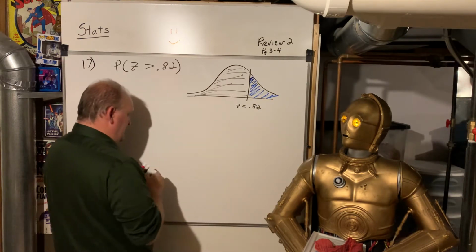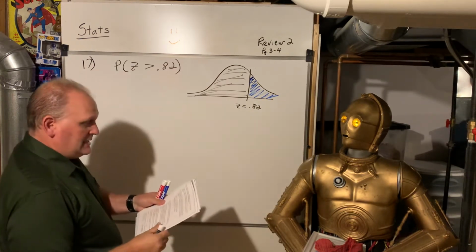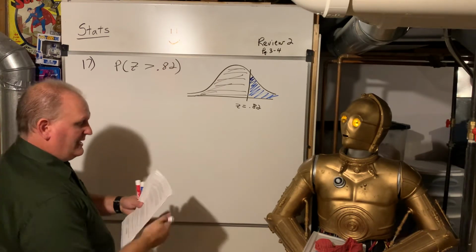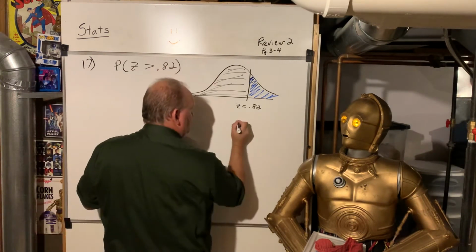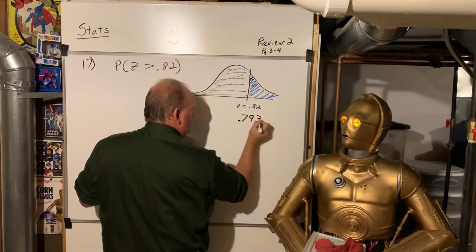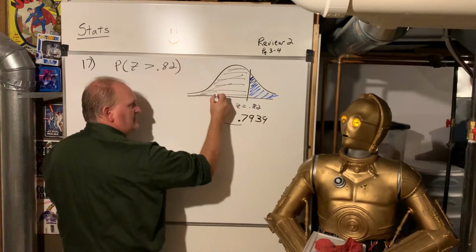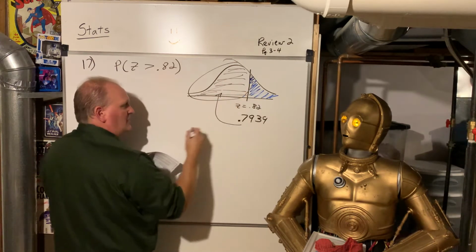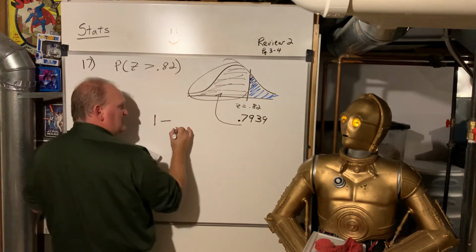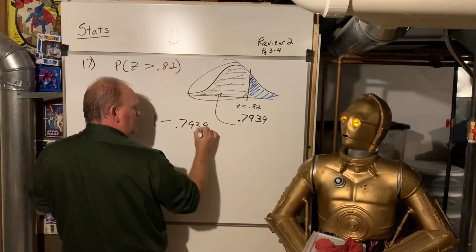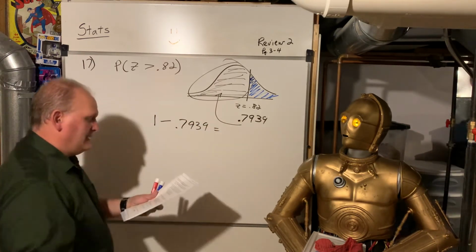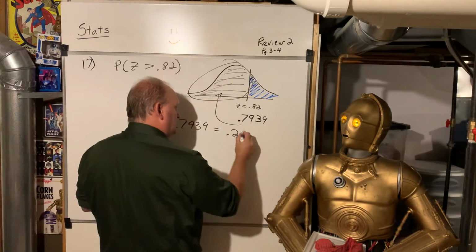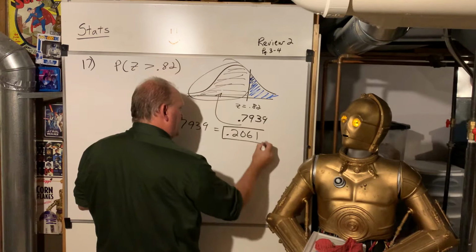So when we look that up, the z equals 0.82, and we get 0.7939, that denotes this area, except I don't want that area. I want this area. So I have to do 1 minus 0.7939. And so that is how I get that answer of 0.2061. Okay.